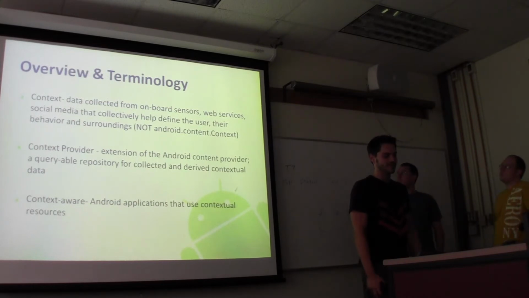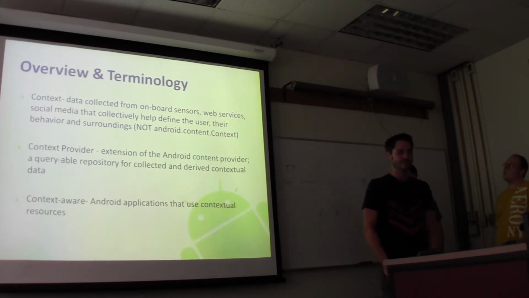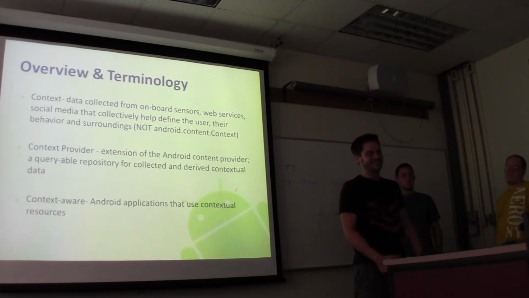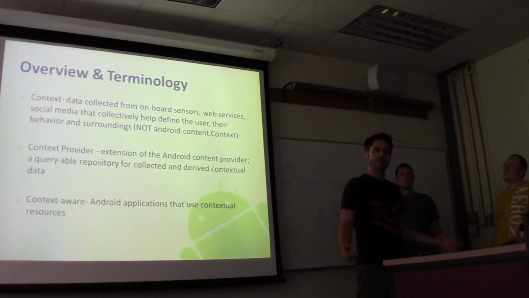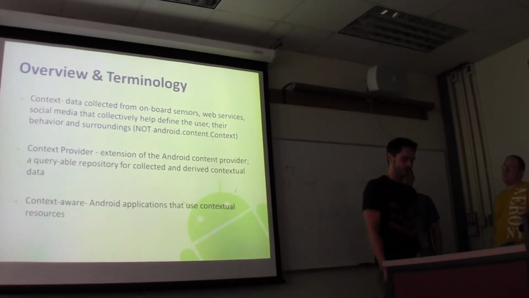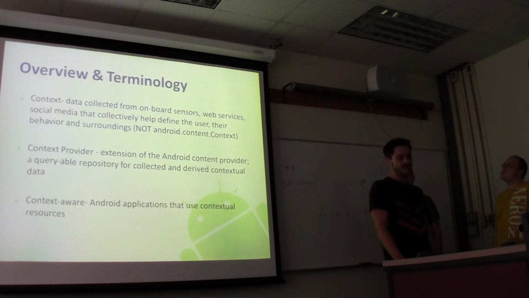A little quick terminology. By context, I do not mean Android context, so not the Android.context.context. This is specifically data collected from the sensors, from web services, from social media, and also stuff that we have derived based on that. So taking all of this collectively, we're using this to distill into more useful information. A context provider is what we're calling this. It's a logical extension of the Android content provider with the idea that it's a central structure for storing all of this information.